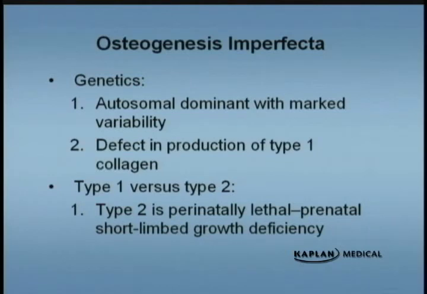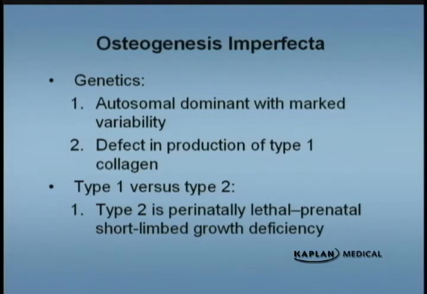Osteogenesis imperfecta is going to be an autosomal dominant disease also. There's a wide variability. There's various forms of it. You probably will not be asked the specific forms. You do need to know, however, that type 2 is lethal. And usually these babies are perinatally lethal, so they may be stillborns. They will have a short limb growth deficiency in type 2.